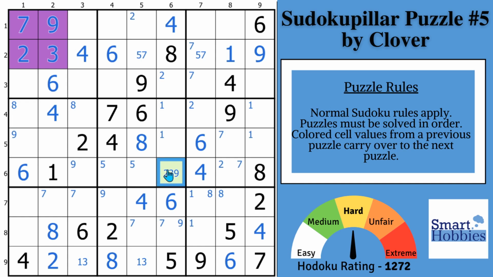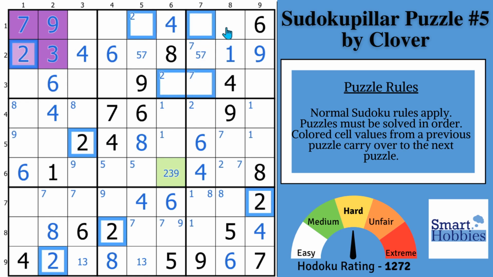And so let's see if there's single candidate strategies involving the 2s, 3s, or 9s that we can use to eliminate some digits. Let's check out the 2s. You'll see that where can the 2s go in this puzzle? I'm going to mark all the places the 2s can be.